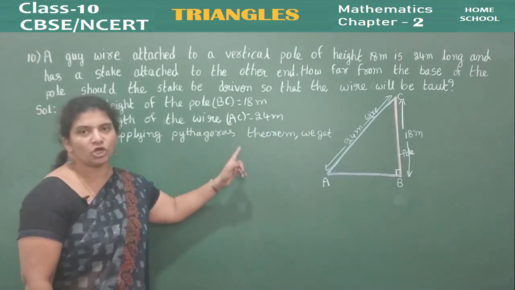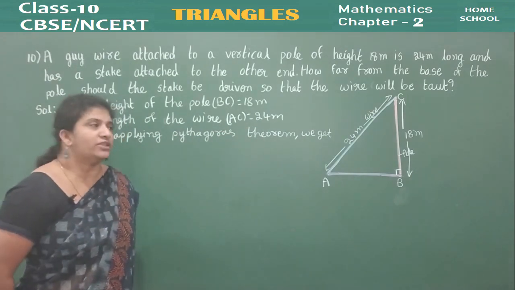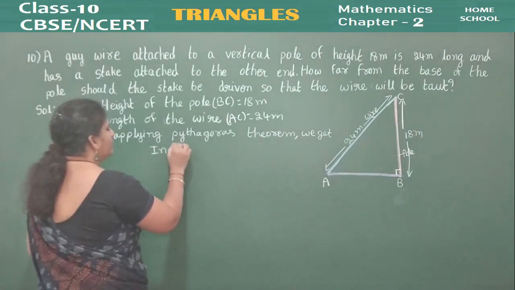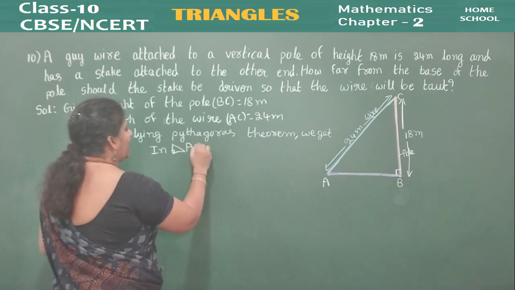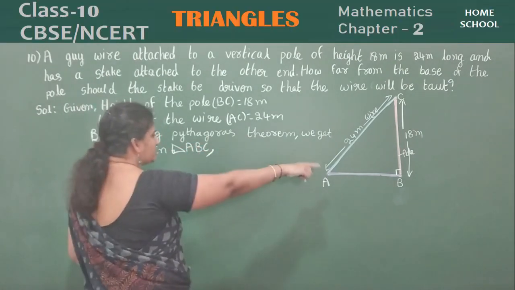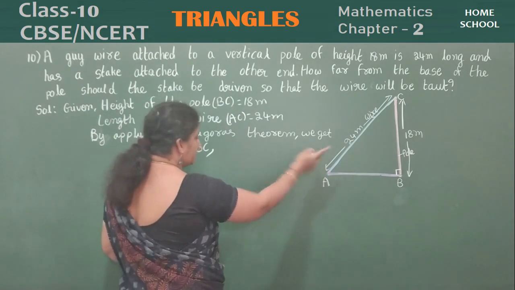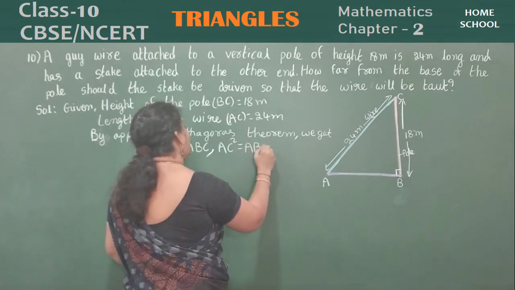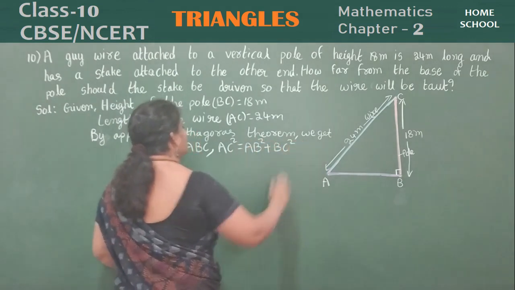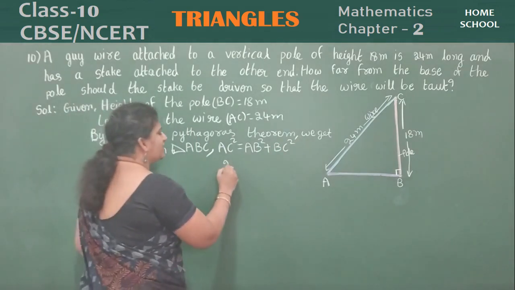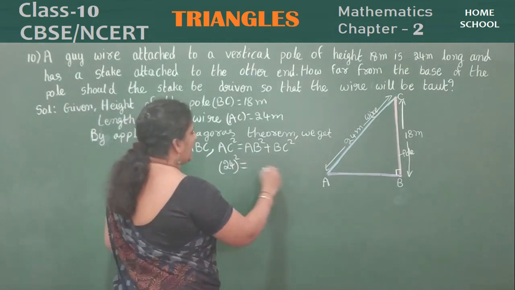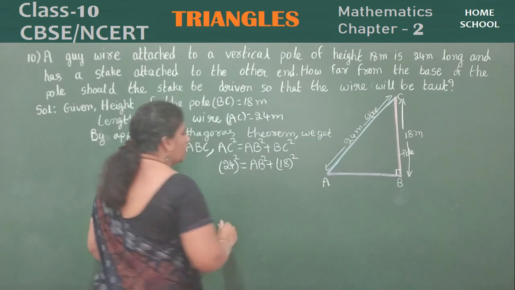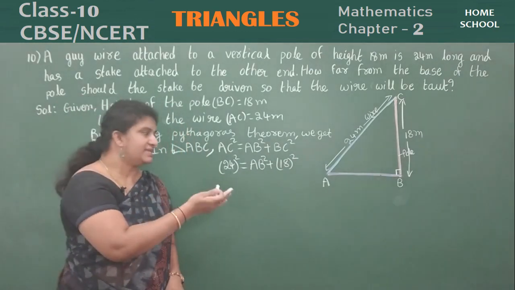By applying Pythagoras theorem in this right angled triangle, children, in right triangle ABC, apply Pythagoras. The side opposite the right angle is this, so this is the hypotenuse. AC square is equal to AB square plus BC square. AC value is 24 whole square. AB, we don't know. BC is 18 whole square.